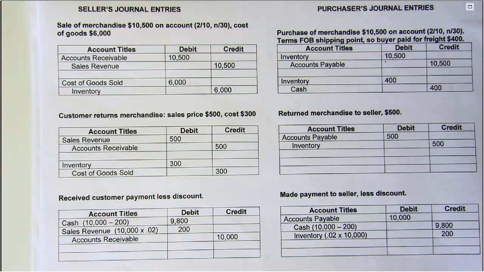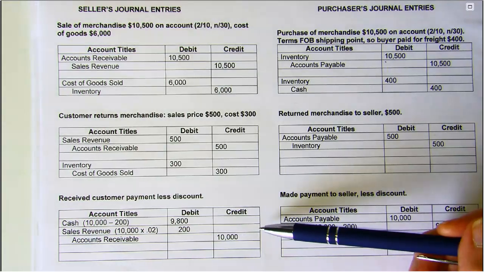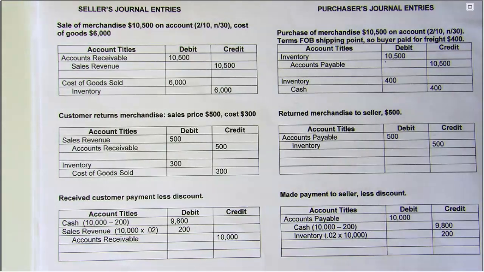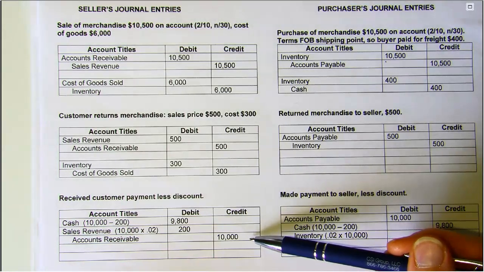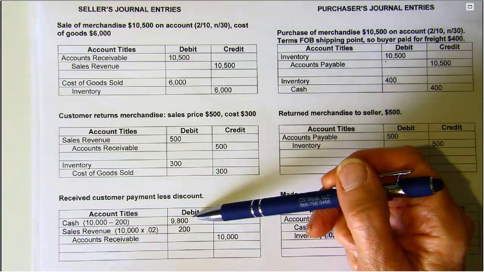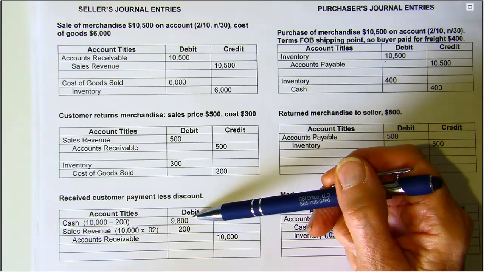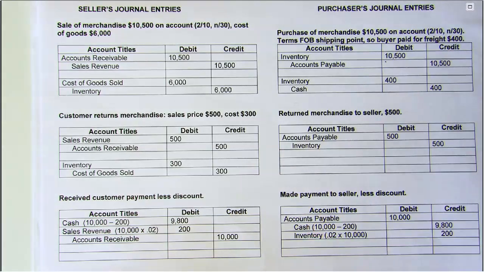The seller told you could pay less if you paid early. Well, the same thing goes for your customers. If you give them a 2% discount and they owe you $10,000 and they're paying you within the discount period, then you need to credit their accounts receivable account for the full amount that's owed, even if they're paying you the amount less the discount. Otherwise, it will look like they still owed you that $200.